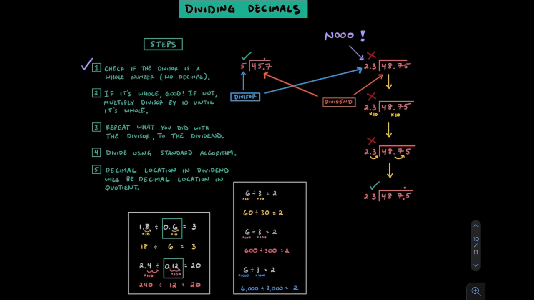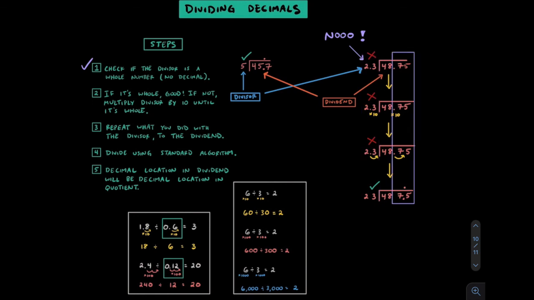Step 2, if it's a whole number, great, but if not, multiply the divisor by 10 until it becomes a whole number. Since 2 and 3 tenths only has 1 decimal place, multiplying it by 10 will do the trick. If it had 2 decimal places, you would multiply it by 100. Notice here how we multiply 2 and 3 tenths by 10 to get 23 as our new divisor.